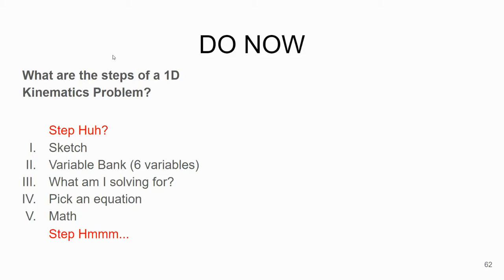Step 3, which is basically just do step 1 again. What am I solving for? Step 4, pick an equation. Remember, there's 2 conditions for picking an equation. Step 5 is do the math. And the 7th step of the 5-step process is step 7, which means think about your answer. Does it match your step 1? Did you solve for the right thing? Did you give it the right units? And is it a realistic number?